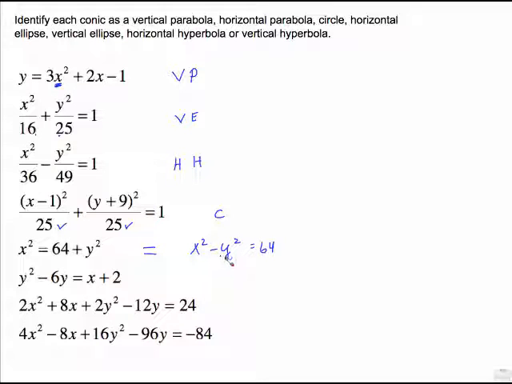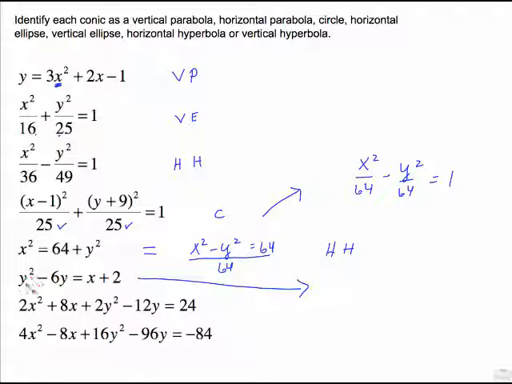Because it's x squared minus y squared, we're looking at this idea that it is some sort of hyperbola. And as soon as you know it's a hyperbola, you know this has to be equal to 1 over here. So divide everything by 64, which will give us x squared over 64 minus y squared over 64 equals 1. So now that's in standard form. X squared came first, makes this a horizontal hyperbola.